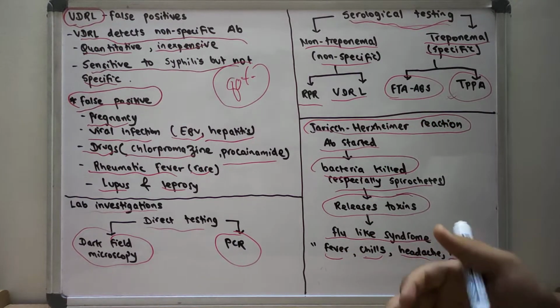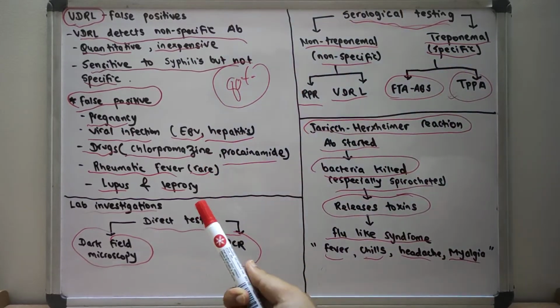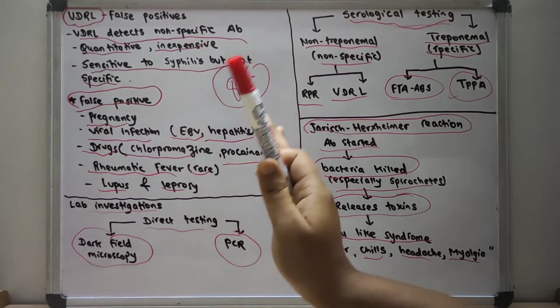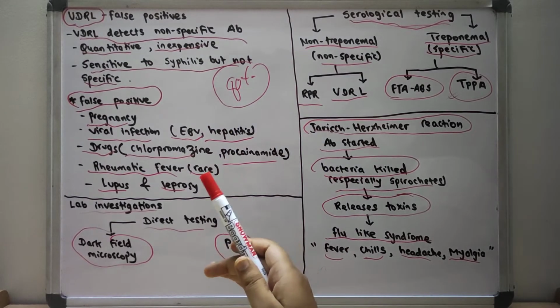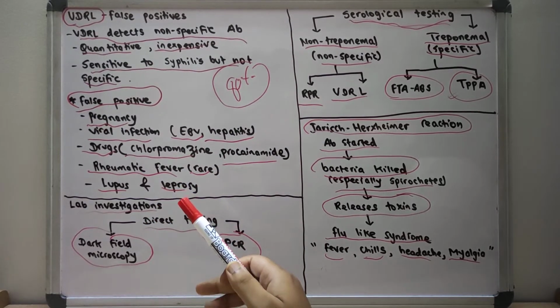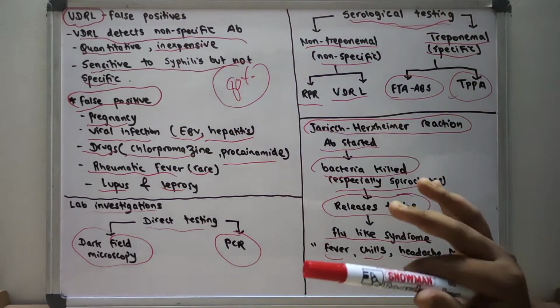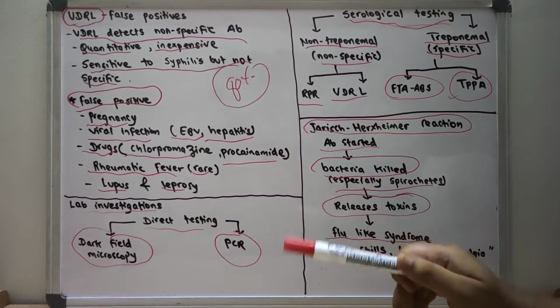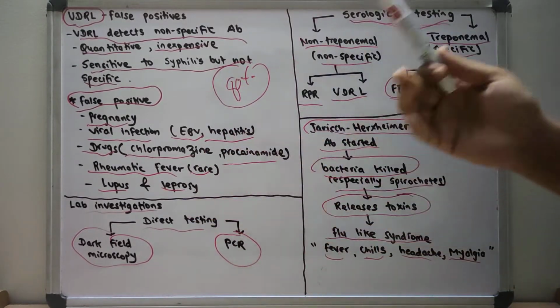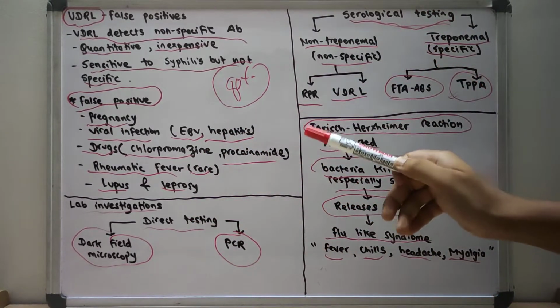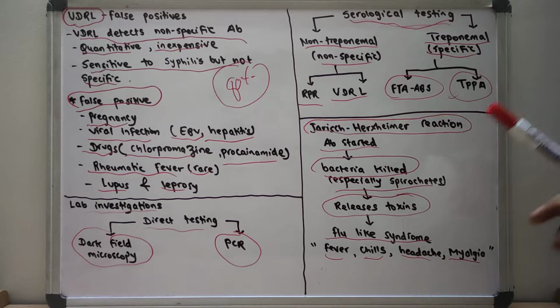So in this topic, we discussed the various false positive VDRL. You have to know that in pregnancy, viral infection, especially Epstein-Barr virus and hepatitis, in drugs like chlorpromazine and procainamide, and in rheumatic fever, lupus, and leprosy, the VDRL could be positive. The lab investigation is divided into two types: direct testing and serological testing. And we also discussed the Jarisch-Herxheimer reaction. We see a flu-like syndrome like fever, chills, headache, and myalgia in those in whom we start antibiotics and who are infected with spirochete bacteria.